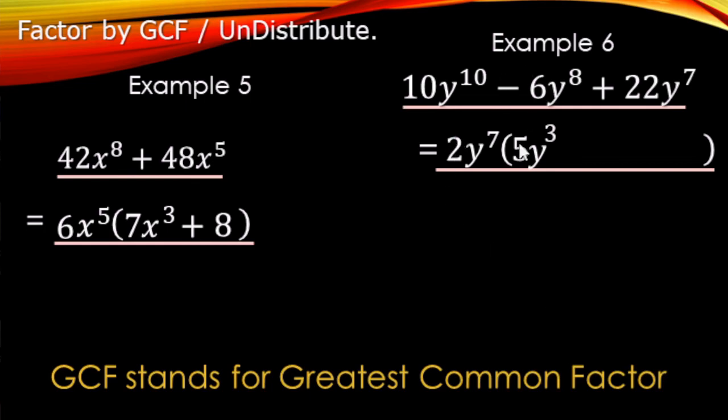Negative 6 divided by 2 goes here. We know that's going to be a negative 3. And then y to the 7th times how many more y's to get y to the 8th? We only need 1 more y, so we just leave it as minus 3y. And then 22 divided by 2 goes here, and that's going to be an 11. And we don't need any variables here. Y to the 7th times no more y's gives us y to the 7th.